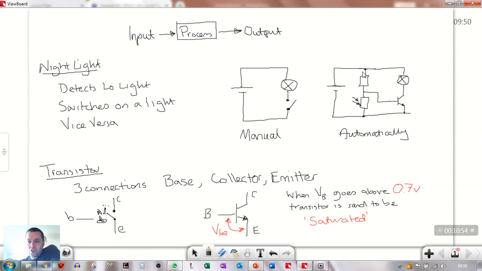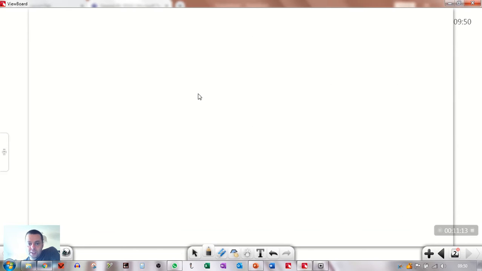I just want you to get used to drawing circuits and understanding circuits that sense different things and generate different outputs. All of the circuits I'm going to ask you to do are going to be automatic circuits, so they're all going to have a transistor in them. Pretty much all the circuits I'm going to ask you to develop are the same as this. So let's write out some questions.